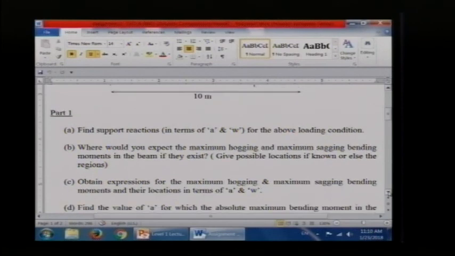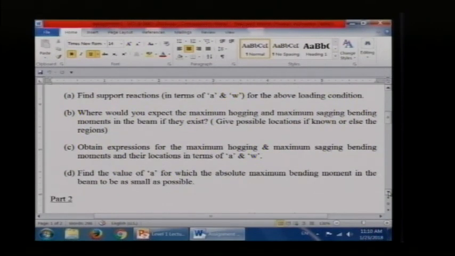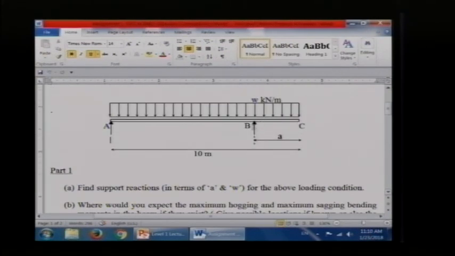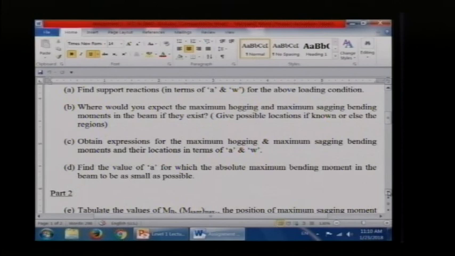Right? In terms of A and W, find the value of A. That is, this support is variable. Right? So you find, for different values of A, you will find different maximum hogging and different maximum sagging. So analytically, find the maximum value of A for which the maximum bending moment anywhere in the beam is a minimum. Right? So you think about that. You have to think about that. Right? So I don't mind you all discussing that and whatever. Right? But when you are doing it, do it by yourself.